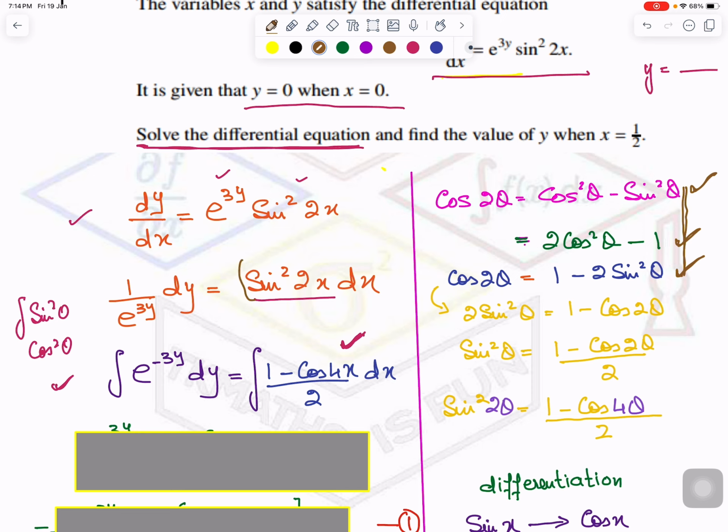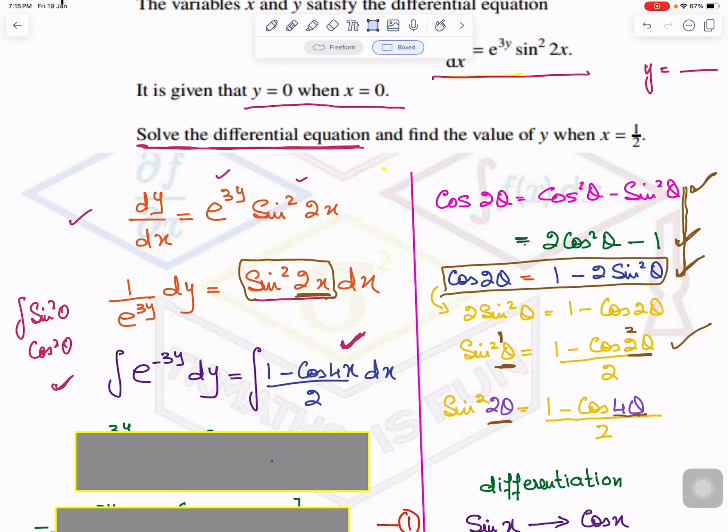Because in the question I have sine square 2x, I will focus on this form of the identity. From here I am making sine square theta the subject. But the point here is, here I have theta and in the question I have 2x. It means it is 2 theta. So what will I do? If I write here 2 theta, then this angle will become 4 theta. Why? Because when it was 1, it was 2. So that's why I have replaced sine square 2x by 1 minus cos 4x divided by 2, because we can integrate it easily.